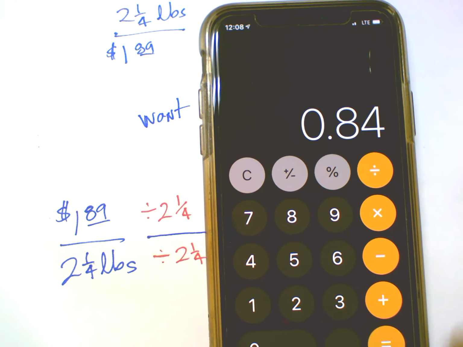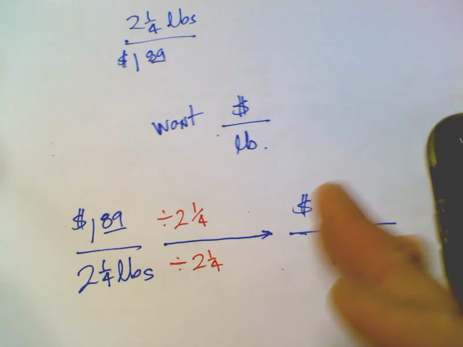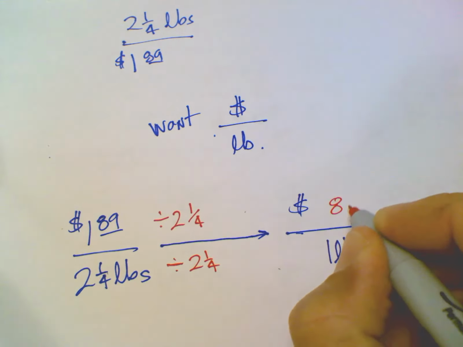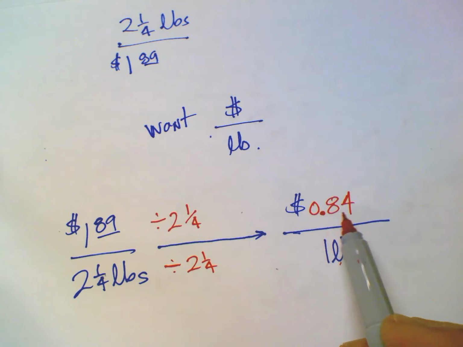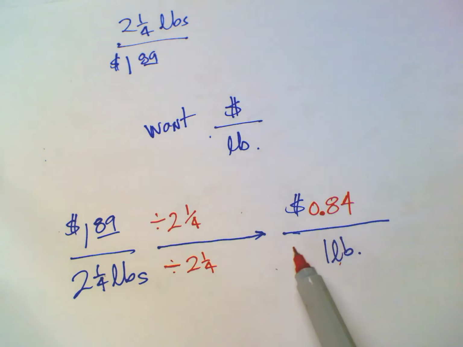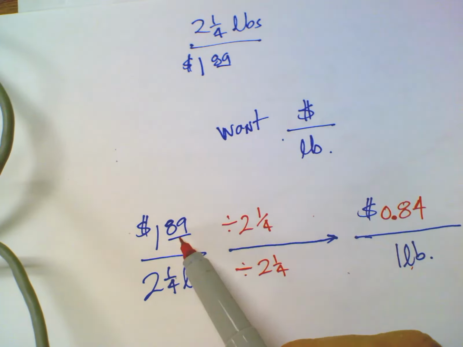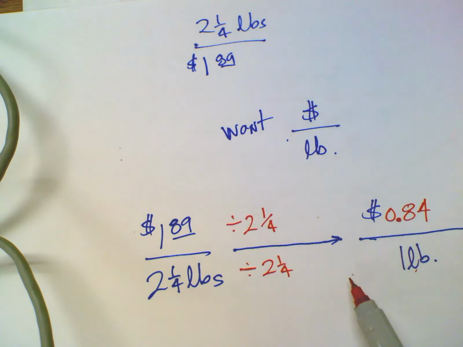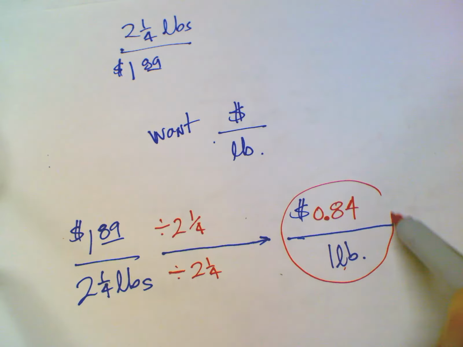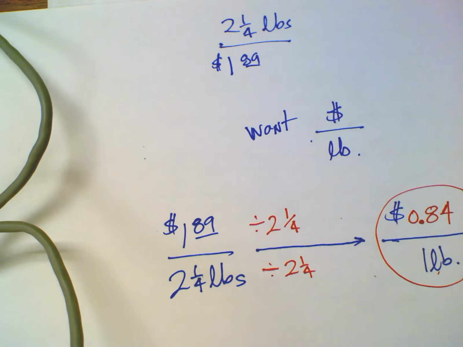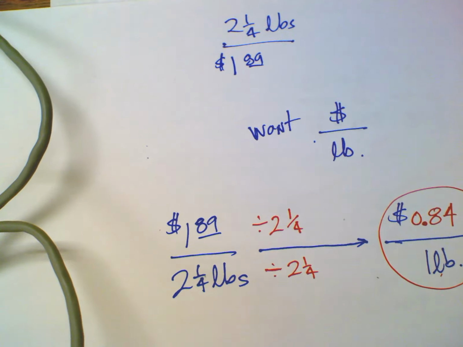I hit equal, and I get 0.84. So what do I have? I have to make sure I put it as a decimal in pennies, so it's 84 cents, which makes sense. If $1.89 is for 2 1/4 pounds, it's definitely going to cost less per pound, because I'm dividing out and it's less money. So there's my cost per pound given that initial ratio. All right, there you go.